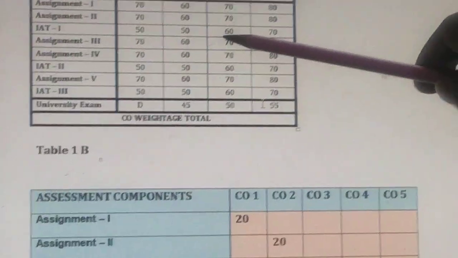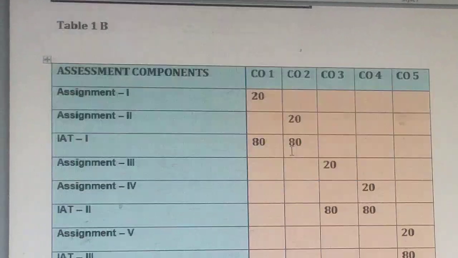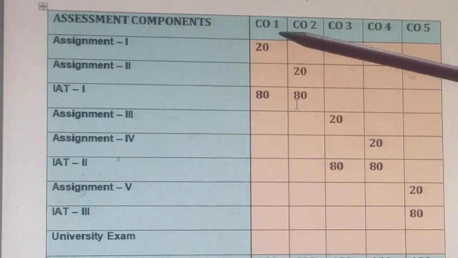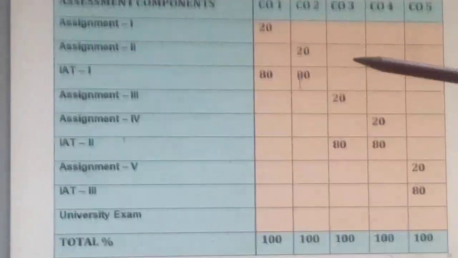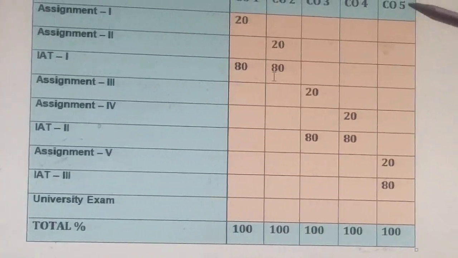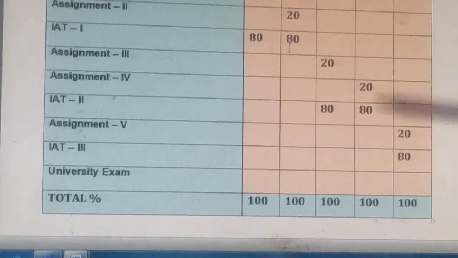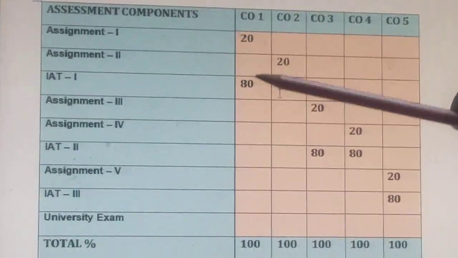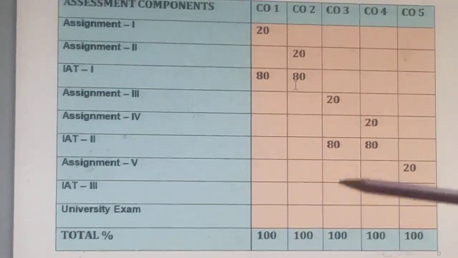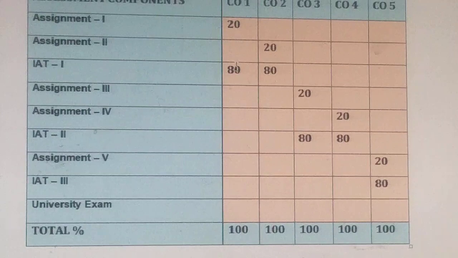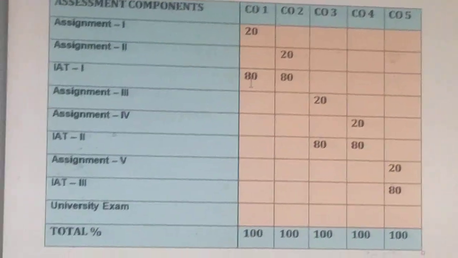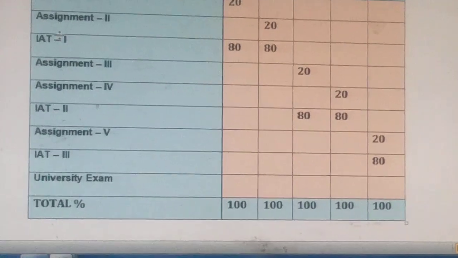Now I have finalized the level, and I finalized the weightage for assessment. My assessment components are assignments and IIT. For CO1, the assessment components are assignment 1 and IIT 1, CO2 assignment 2 and IIT 1, CO3 assignment 3 and IIT 2, CO4 assignment 4 and IIT 2, and CO5 assignment 5 and IIT 3. Total for each CO is 20 plus 80, 100. Okay, I am giving 80% weightage for my direct internal assessment from IIT 1.